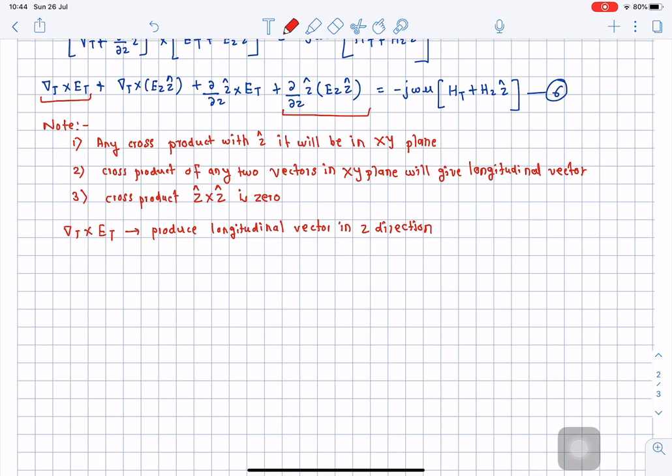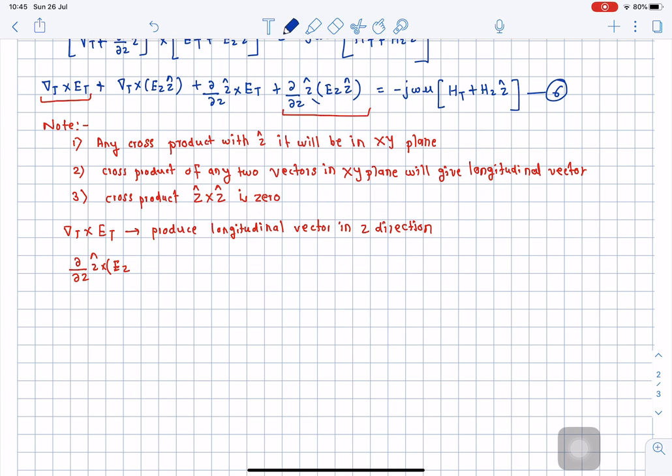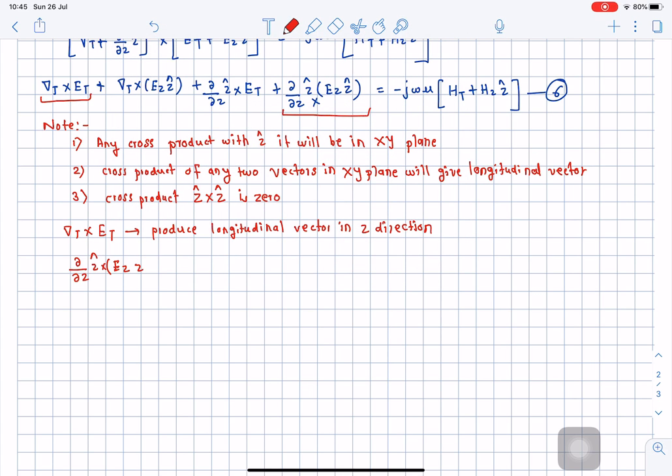And the next term, that is the last term over here. What can you guess about this particular term? Here it is del by del z of z cap crossed with Ez z cap. I forgot to write the cross product here, but please remember there is a cross over here. So we apply the third observation: we know that the cross product of a vector with itself is 0. That is why the fourth term in equation number 6 is going to become 0 directly.